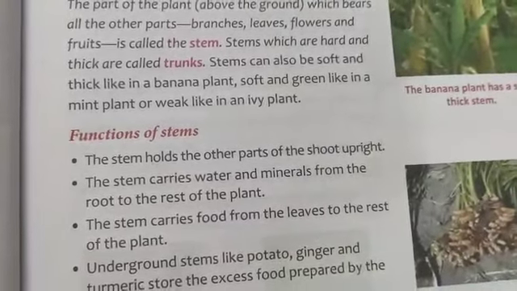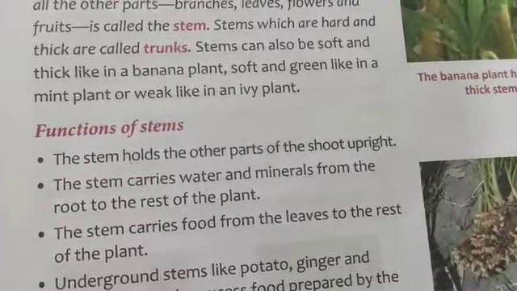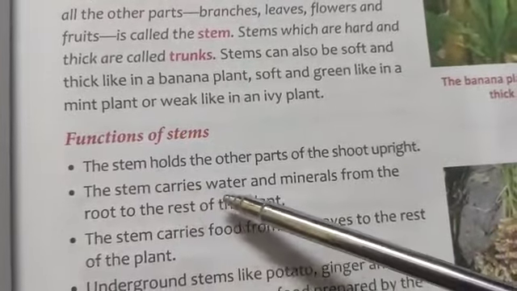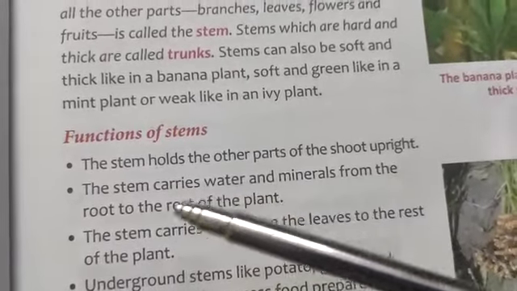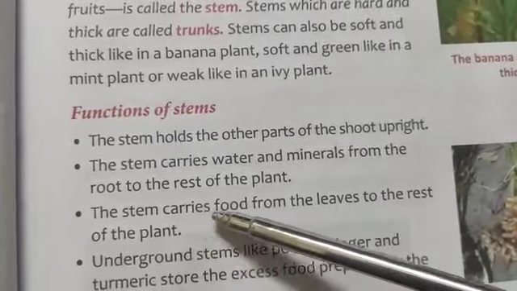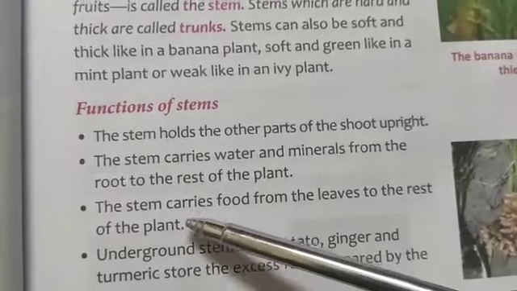Functions of the roots: you have learned that the roots absorb the water and minerals from the soil. Now they pass on to the stem, and the stem carries that water and minerals from the root to the rest of the plant. The stem carries food from the leaves to the rest of the plant.